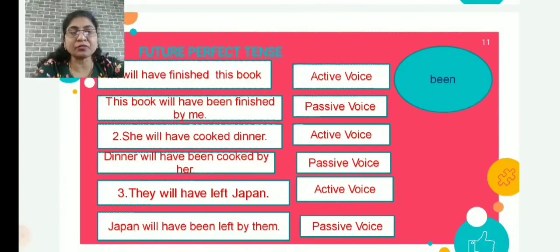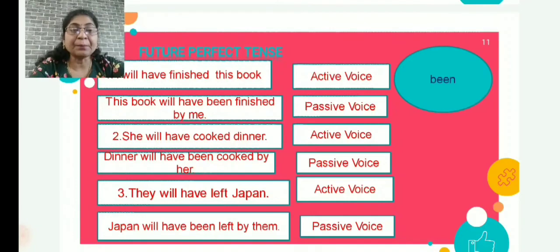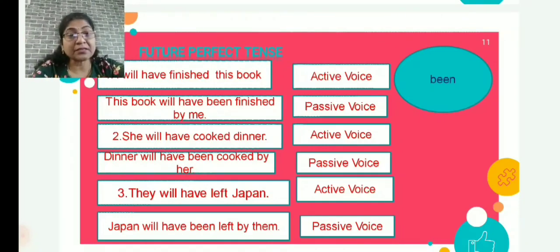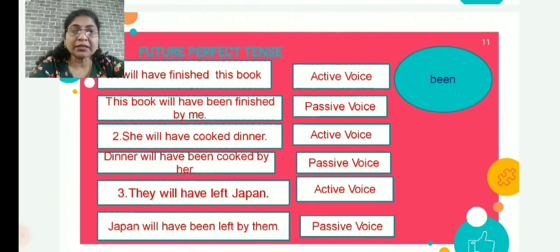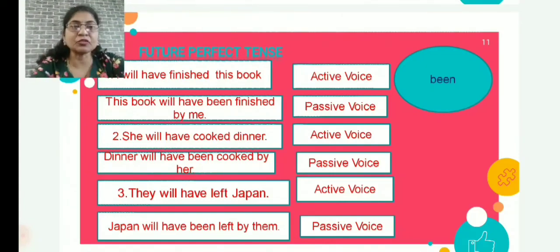So always remember that in all perfect tenses, whether present perfect, past perfect, or future perfect, when we change into passive voice, one word we have to add for identity, that is been, B-E-E-N. It shows that work is done. Maybe in future work will be done, in past work had been done, and in present work has been done. So been shows that work is done, and that's why been is used when we change a sentence into passive voice.